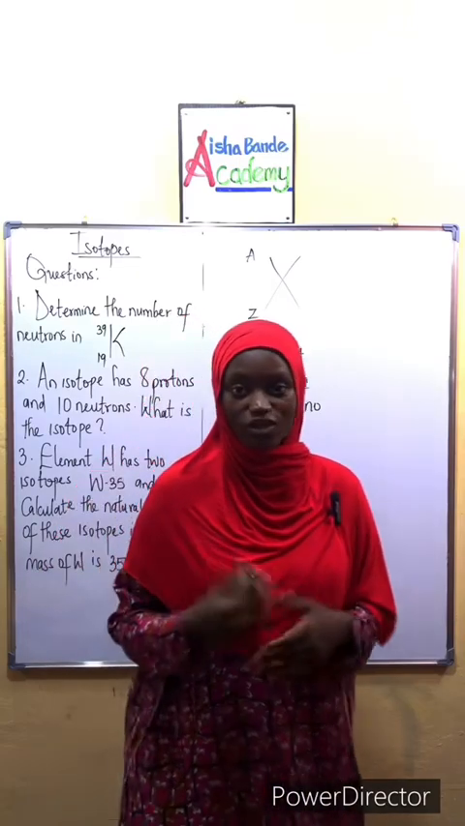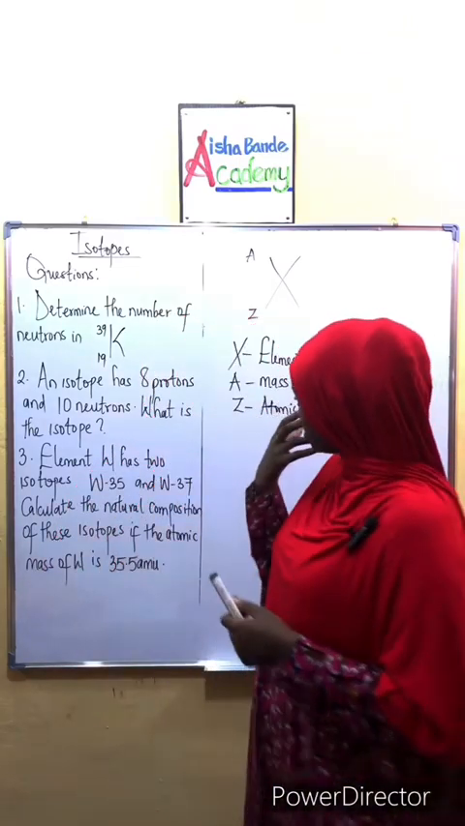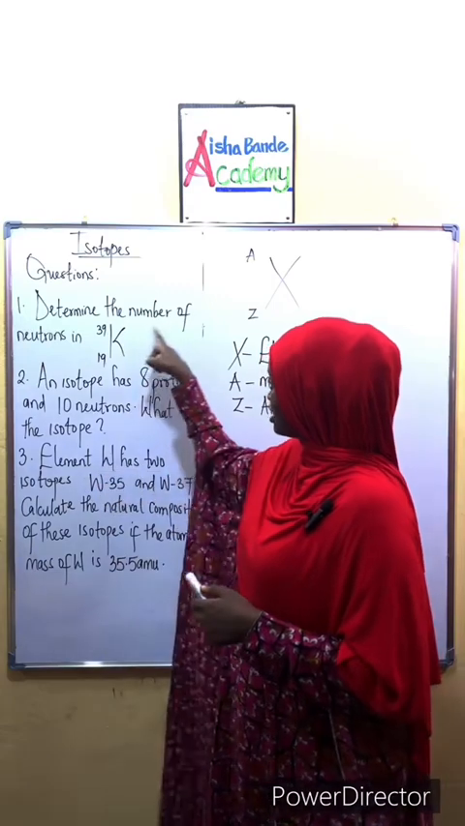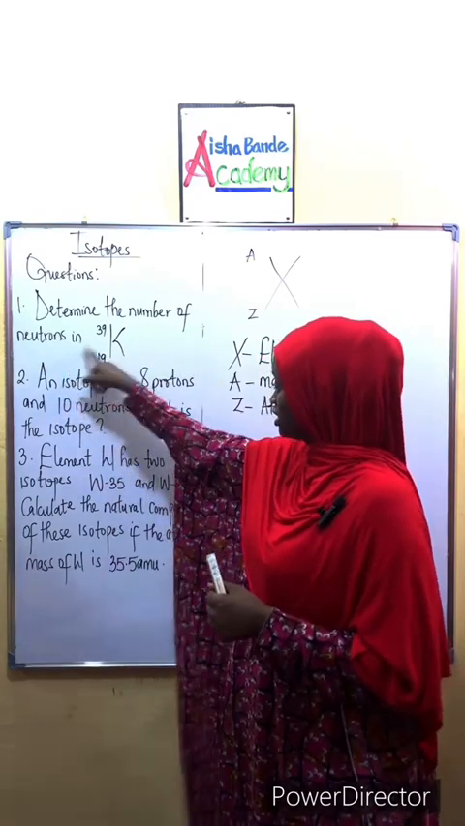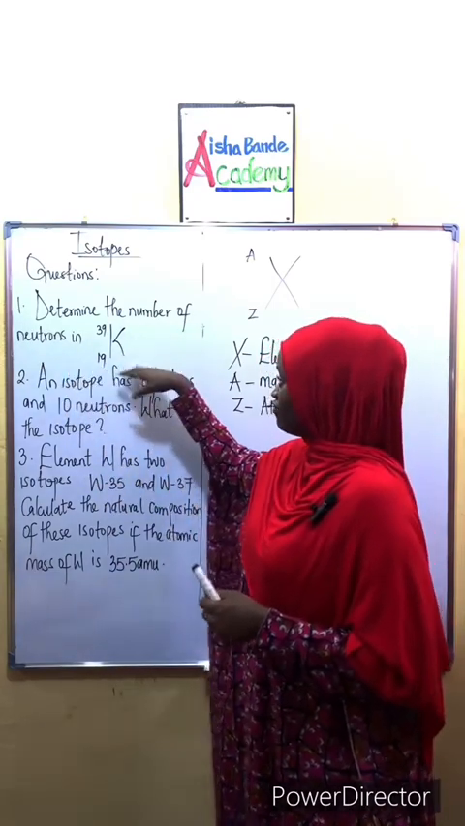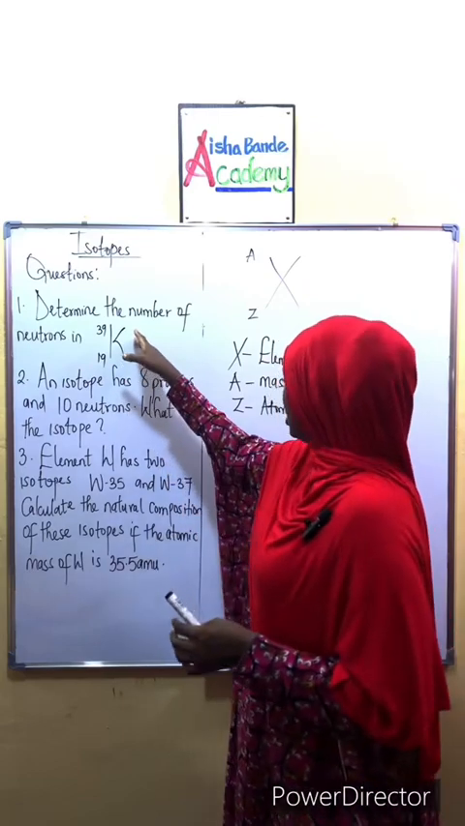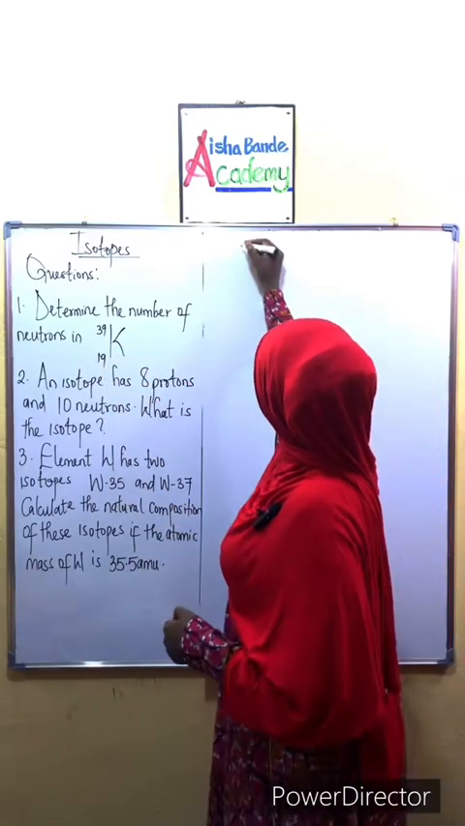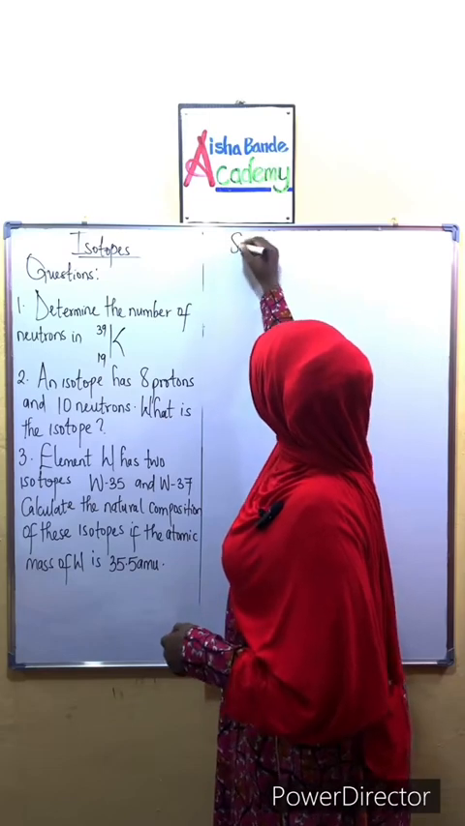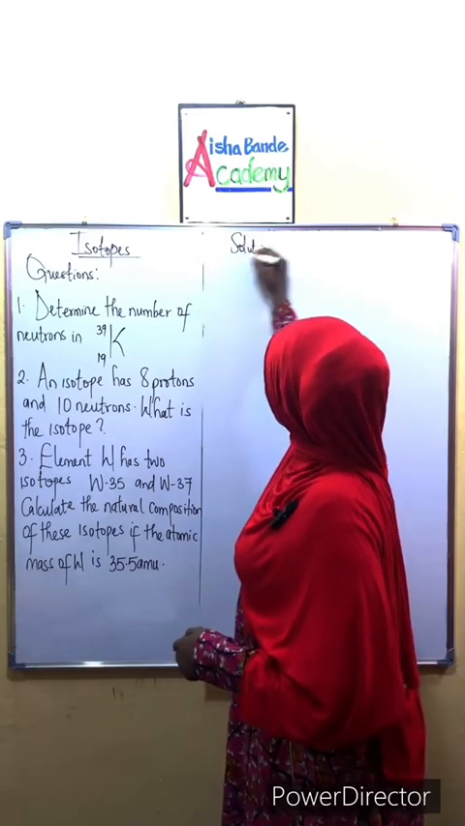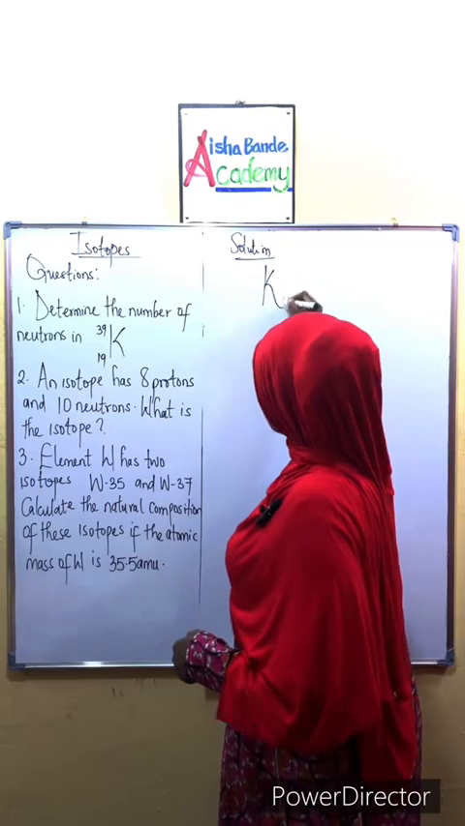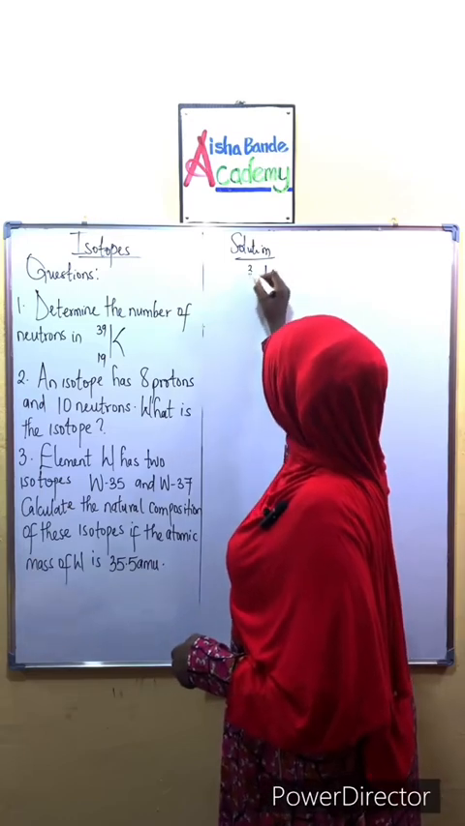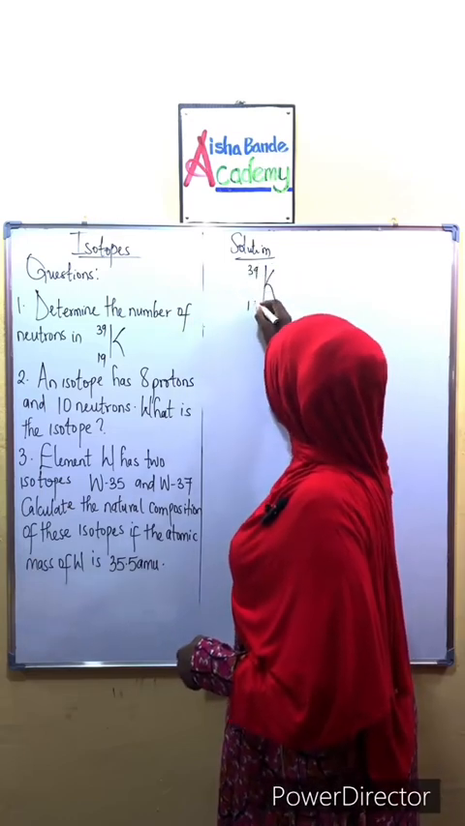So let's look at the calculation aspect. We have some few questions here. The first one says, determine the amount of neutrons in this isotope. We have element K, which has the mass number of 39 and atomic number of 19. So, as we have element K, here we have 39 and 19.